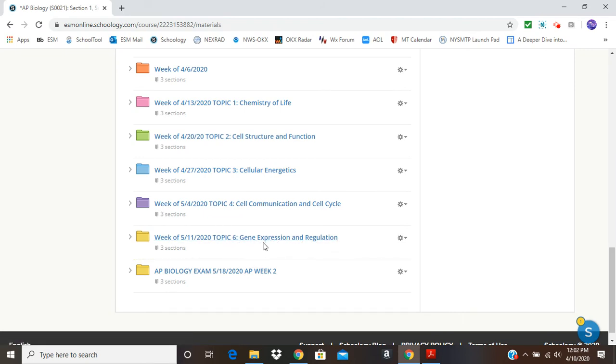That's gene expression, gene regulation, DNA, RNA, protein synthesis, lac operon. I figure let's talk about that stuff right up before the exam. This way it's fresh in your mind. But we're going to start off this week with the chemistry of life, and you can see that we've broken each week down by topic.